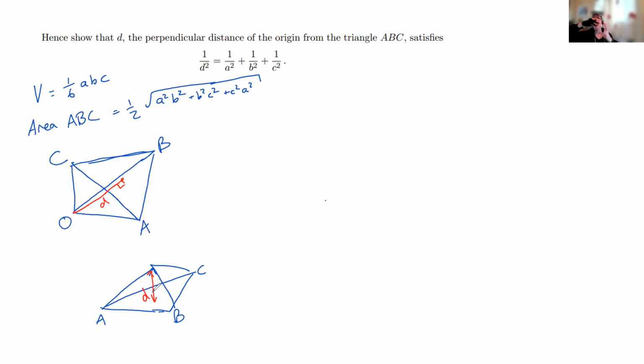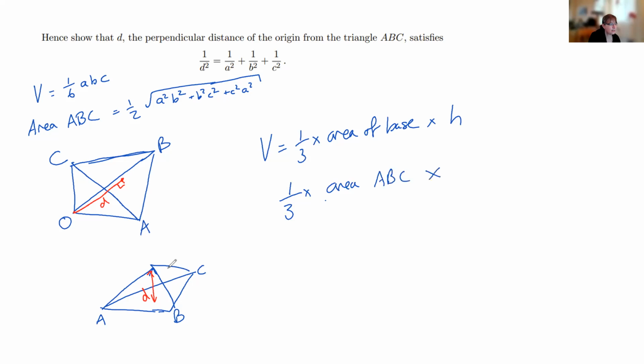Okay, so we've considered moving our tetrahedron around so that the triangle ABC is now flat on the ground, and D will now be the distance straight up. So thinking back to what we're told right at the start of the question, we know that the volume is equal to 1/3 times the area of the base multiplied by the height. Now in this orientation, that means it's 1/3 times the area of ABC times the height here, this distance D.